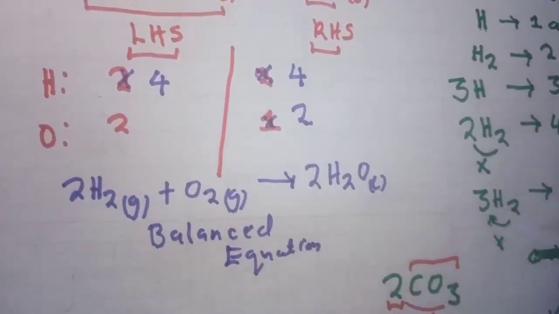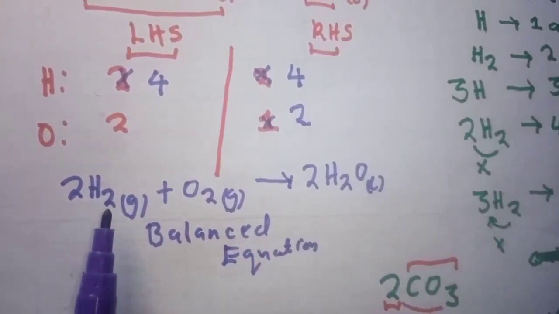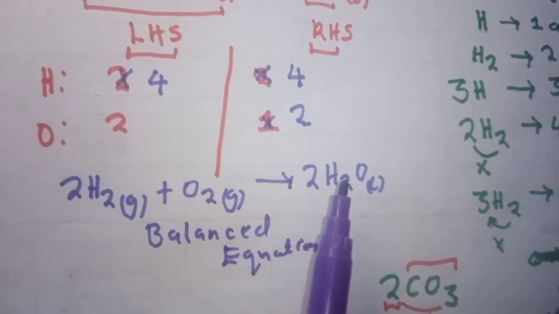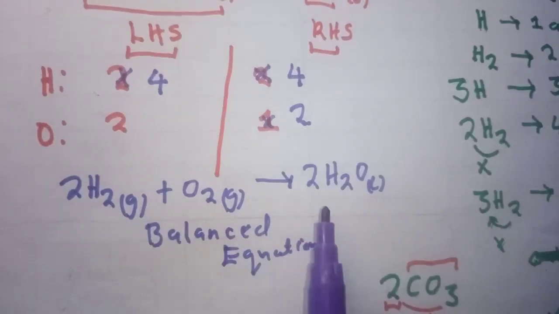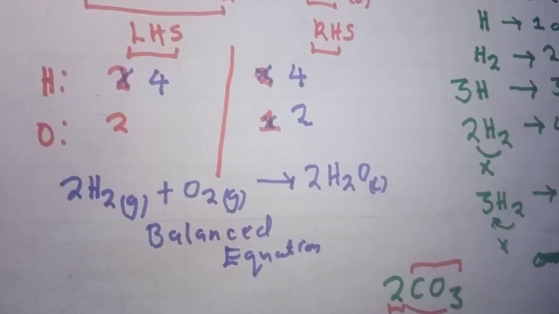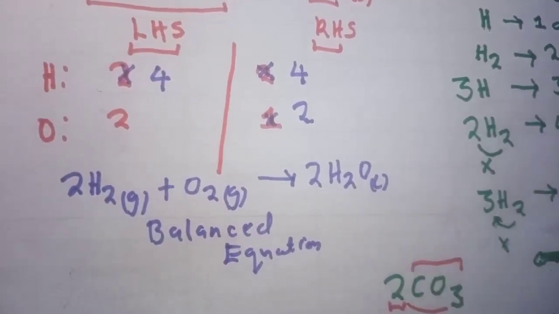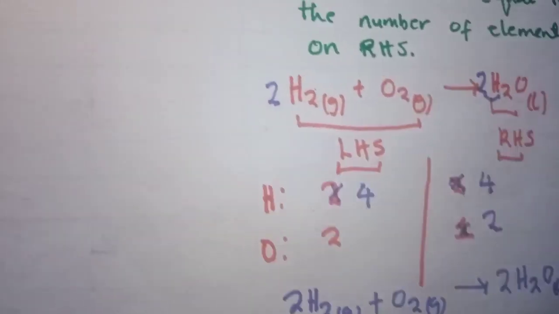Okay, that is the balanced equation, meaning you have 4 hydrogen atoms and 2 oxygen atoms. Okay, let's look at another example.